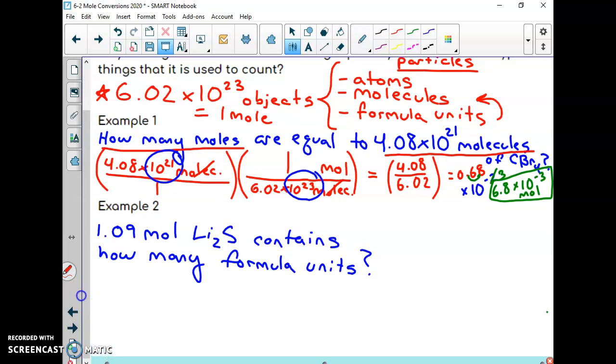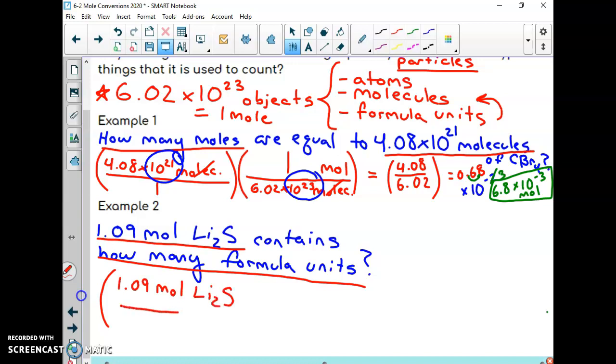So we have 1.09 moles of lithium sulfide contains how many formula units? So lithium sulfide is ionic. We're talking about formula units instead. Same kind of idea though. We have an initial number. In this case it's in moles, and we're trying to figure out how many formula units, particles, this would actually be equal to. So we'll start with what we know. 1.09 moles of lithium sulfide. Put that over unitless 1.